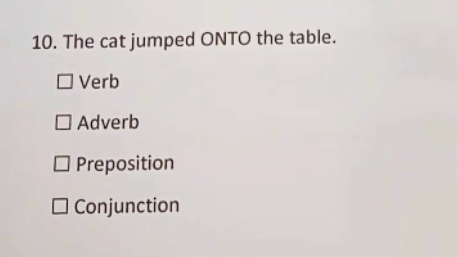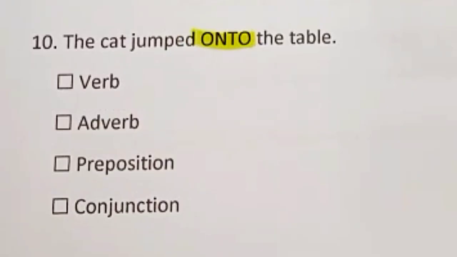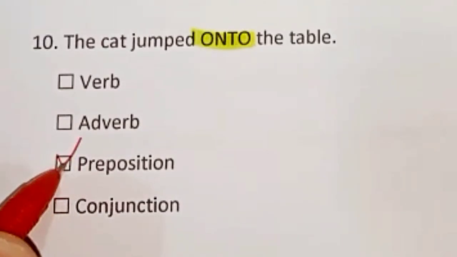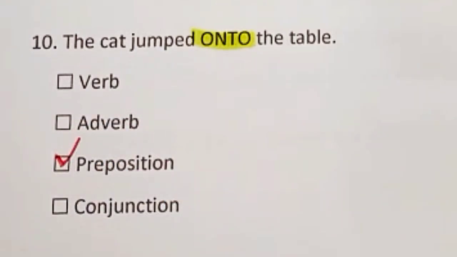The last one for today is the cat jumped onto the table. The target word is onto. The cat jumped onto the table. We highlight onto and let's decide what kind of word it is. Is it a verb, adverb, preposition, or conjunction? Come on, decide. Quickly. And the right option is number 3, preposition. Again, it's preposition of place because onto the table.